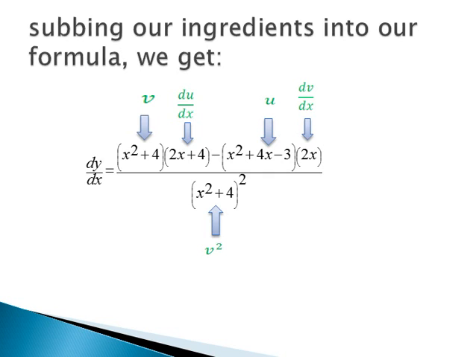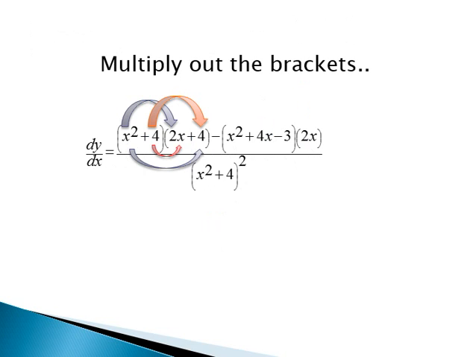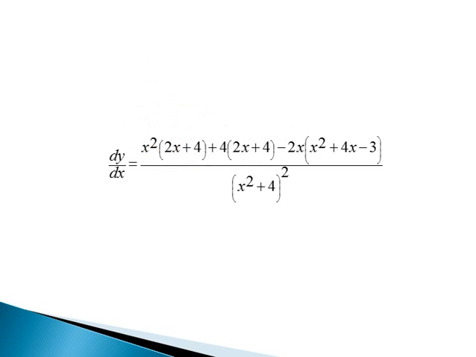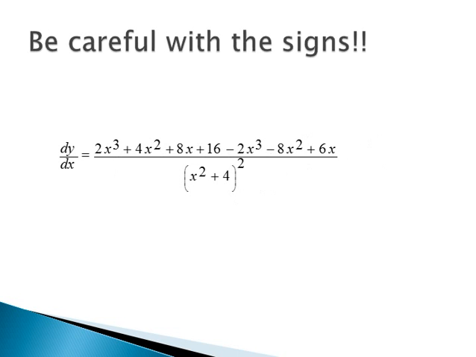By subbing our ingredients into our formula, we get dy/dx equals (x squared plus 4)(2x plus 4) minus (x squared plus 4x minus 3)(2x) all over (x squared plus 4) all squared. So we simply multiply the brackets, which will be dy/dx equals x squared by (2x plus 4) plus 4 by (2x plus 4) minus 2x multiplied by (x squared plus 4x minus 3), all over (x squared plus 4) all squared.